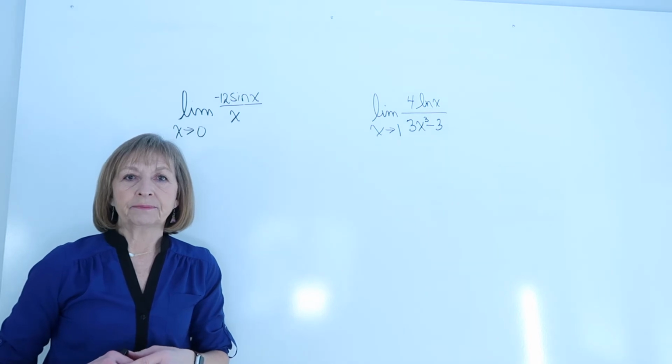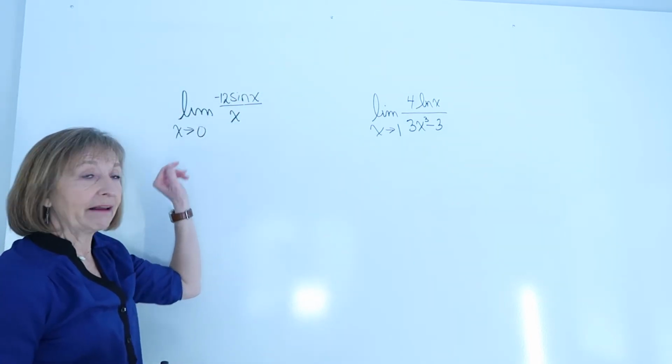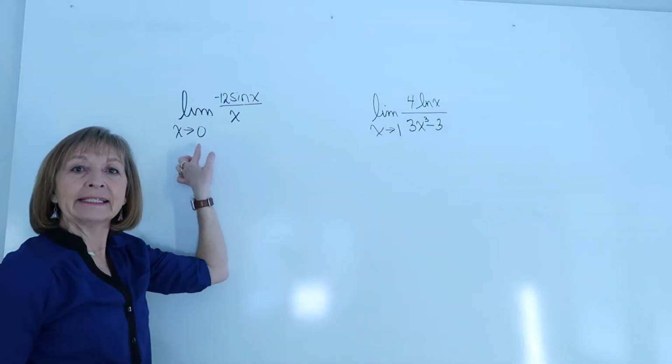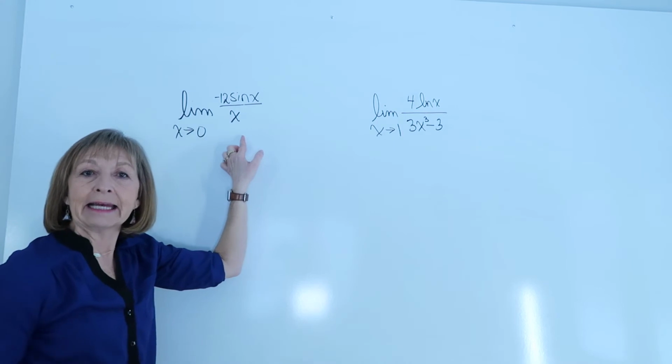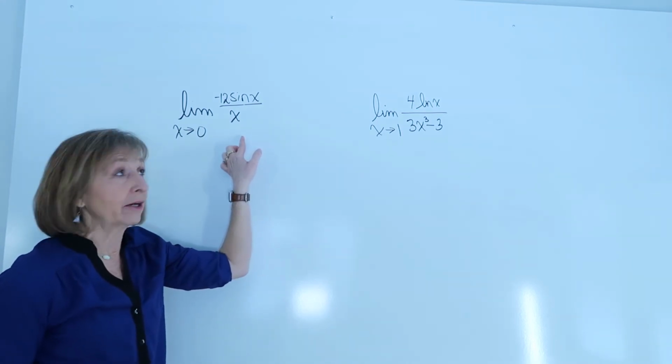So remember, when I have a ratio that I'm trying to find the limit of, I'll look at what the value of x is approaching and see if I get a non-zero number in the denominator, or if I get a 0 in the denominator.